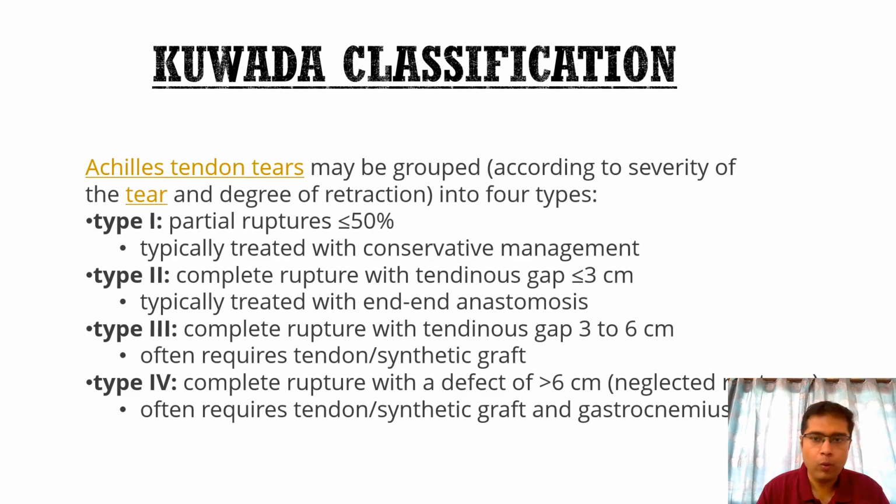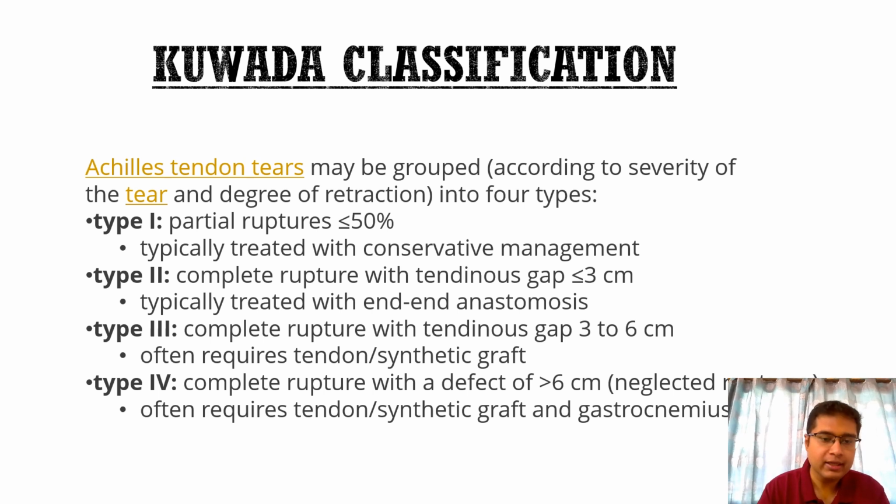So coming to the Quada classification, which needs to be mentioned in the report because it will help the surgeon in treating the patient. Achilles tendon tears may be grouped according to the severity of the tear and the degree of retraction into 4 major types, where type 1 is partial ruptures, that is less than or equal to 50% of the fibers are involved, and they are typically treated with conservative management. In type 2 tears, which was our case, there's complete rupture with tendinous gap of less than or equal to 3 centimeters. This is typically treated with end-to-end anastomosis.